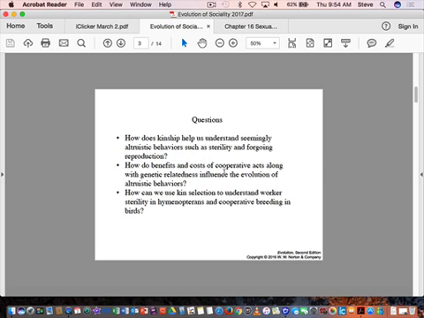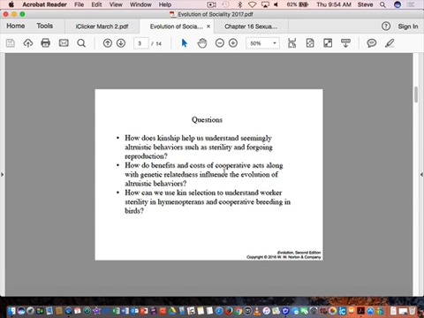Okay. So here are the questions we're going to look at: how does kinship, that is, how do interactions between often close relatives, help us understand seemingly altruistic behaviors such as sterility and foregoing reproduction? So we're going to be talking about examples of organisms or certain kinds of organisms within species that never reproduce, are oftentimes completely sterile, and help other individuals reproduce. What we're going to be spending a lot of time on is how do the benefits of these cooperative acts, along with genetic relatedness, influence the evolution of these altruistic behaviors.